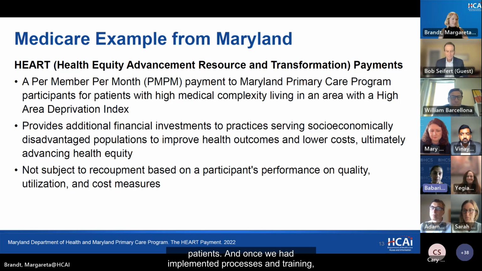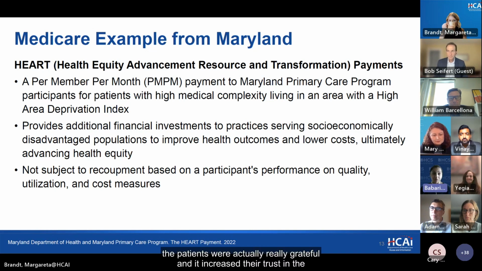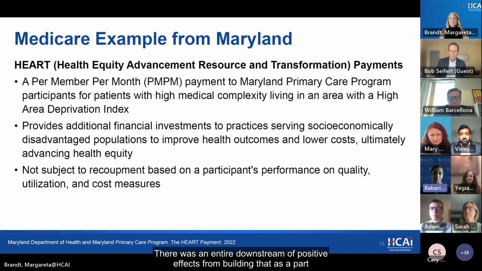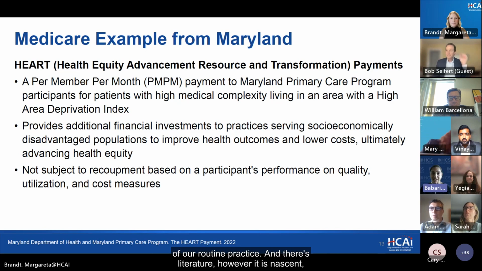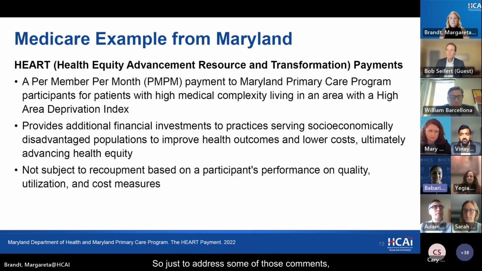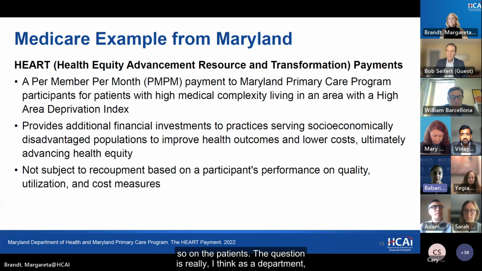And once we had implemented processes and training, the patients were actually really grateful, and it increased their trust in the provider offices. There was an entire downstream of positive effects from building that as a part of our routine practice. And there's literature, however nascent, that also supports this. So just to address some of those comments, I think our experience has generally been really positive. Once you get over the staff and provider discomfort, which is where the bulk of the change management is that we focused on, and less so on the patients.